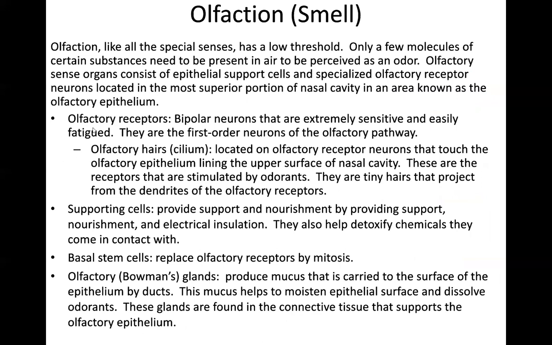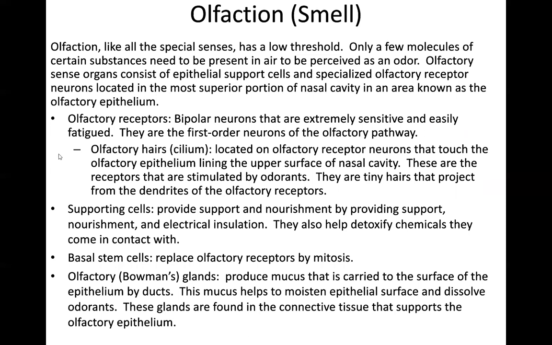Olfactory receptor cells are bipolar neurons. That means they are rare. Remember, bipolar neurons have the cell body on the inside between the 2 extensions. They're extremely sensitive, so it's easy to stimulate them. They're also easily fatigued. In other words, they adapt really quickly. That's why we smell something pretty quickly, but then even if that smell persists, we might not continue to smell it. These are the direct first order neurons of the olfactory pathway.